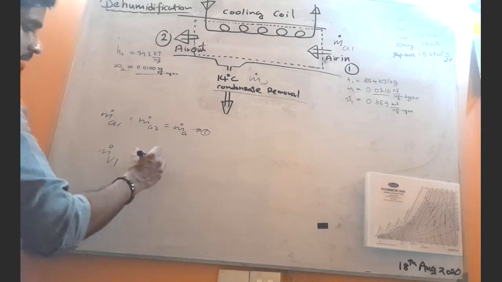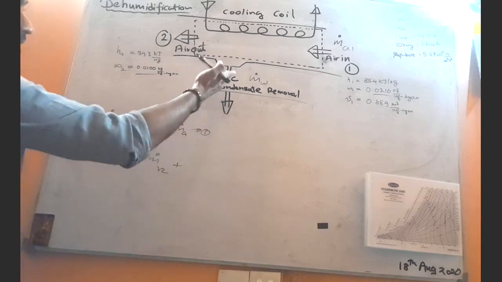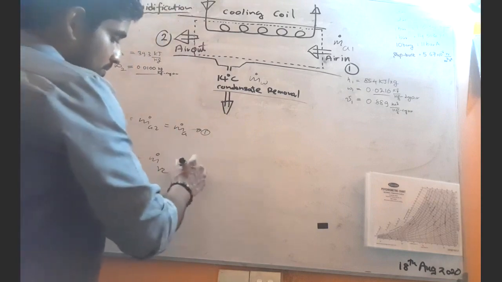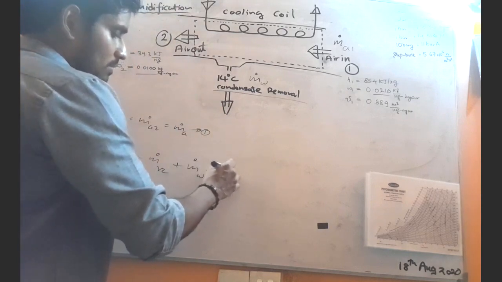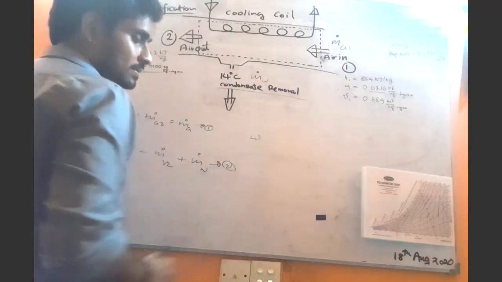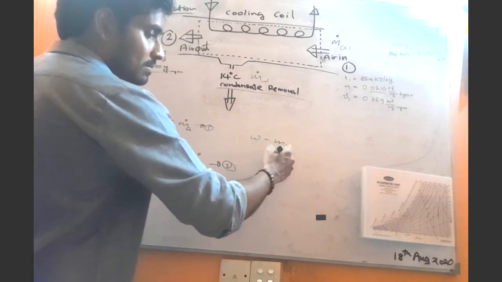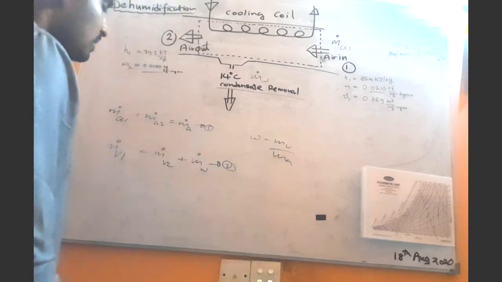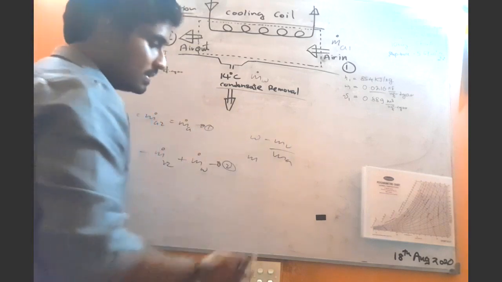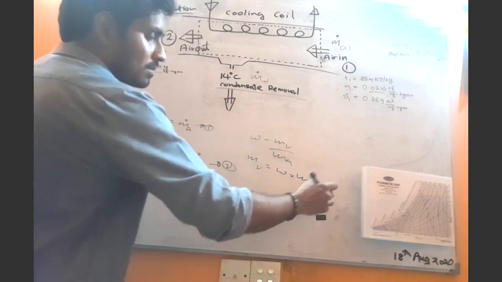So that equals mv2 dot plus the rate of condensate removal, mw dot. Got the point? Very easy. Now we know that omega, the humidity ratio, is the vapor content divided by the mass of dry air. So now we can subject this mv, the mass of water vapor, that equals humidity ratio times mass of dry air.